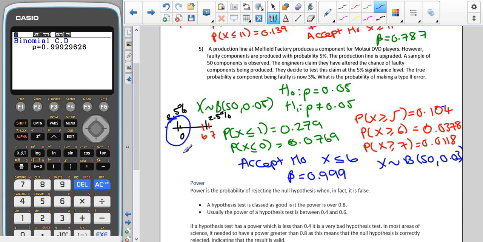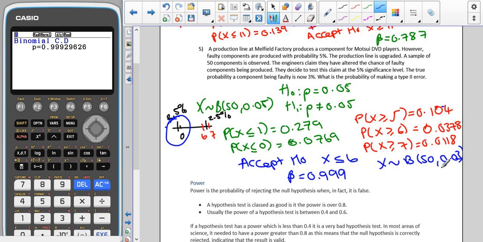Like I pointed out, there's no critical value at this end, so there's no value that's small enough that would tell me that it has decreased. We're then told that the true probability of a component being faulty is now 3%. What's the probability of making a type 2 error?